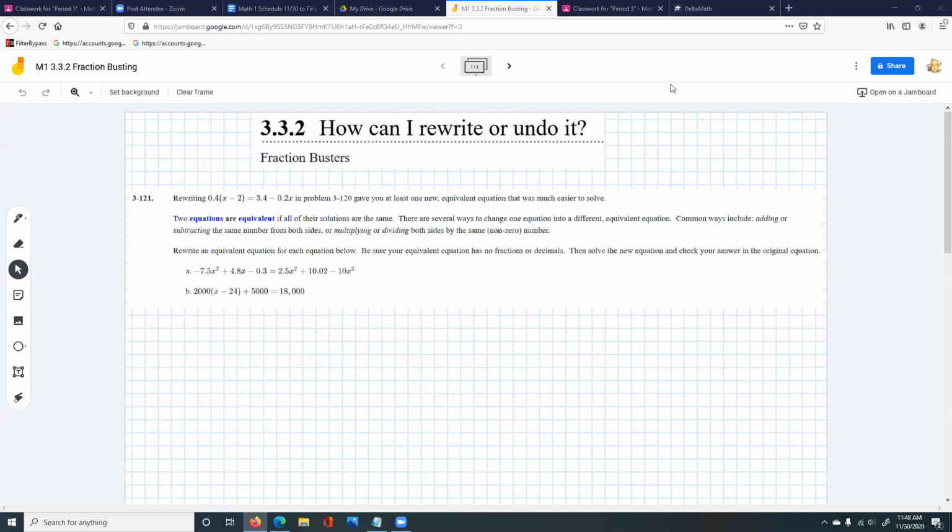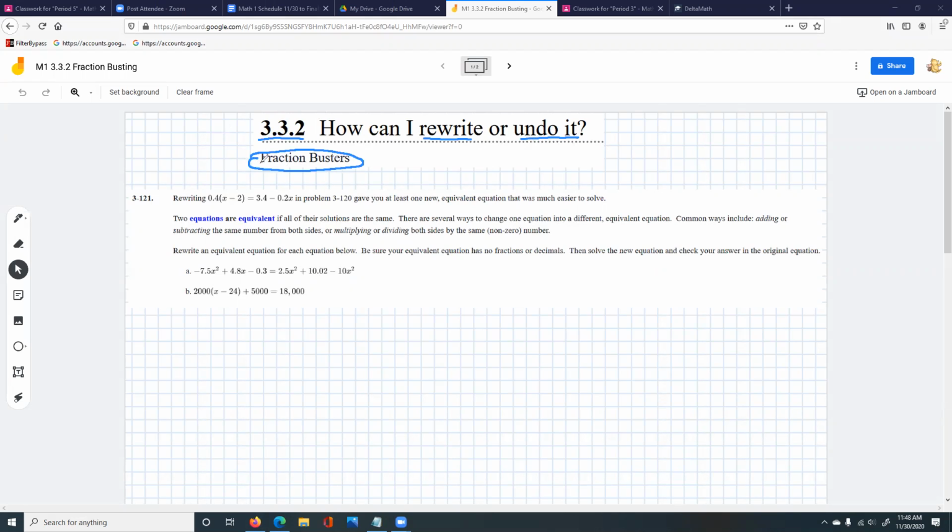Okay, so 332. Let's go ahead and write down 332. So 332. How can I rewrite or undo it? We're going to learn. Last time we met, we talked about rewriting equations or undoing the problem and looking inside. So today we're going to do some fraction busting.